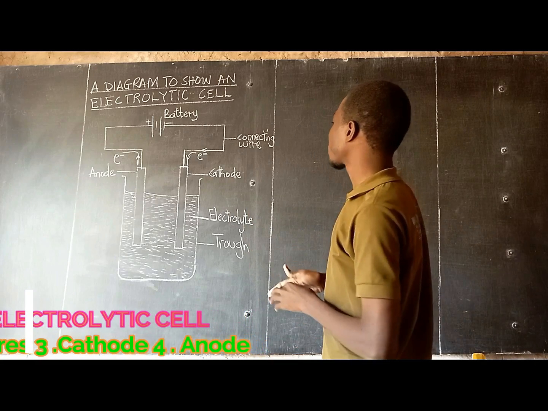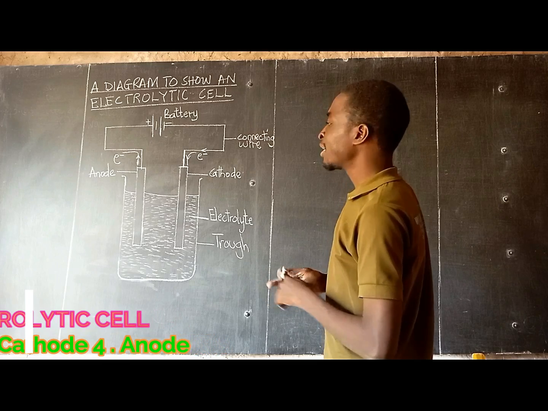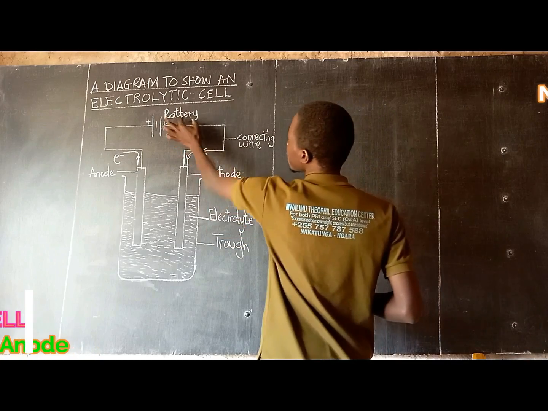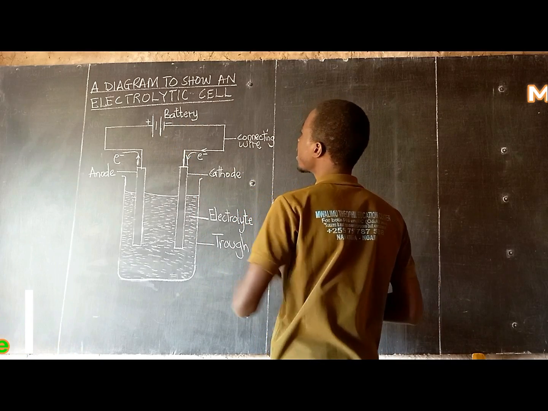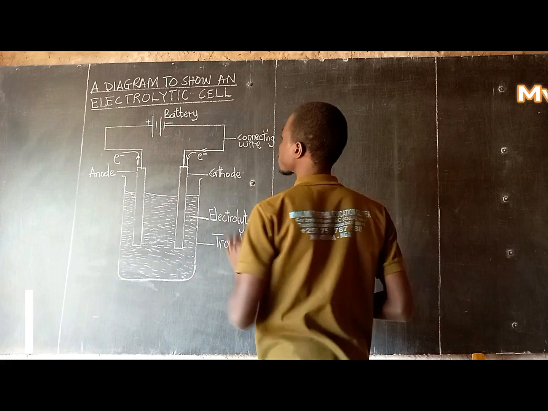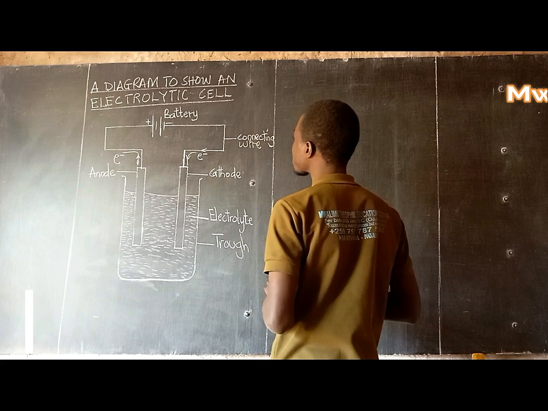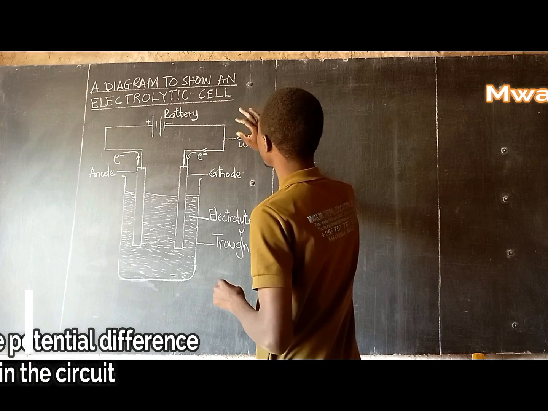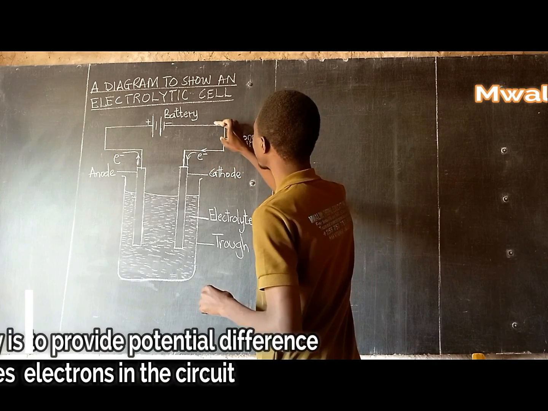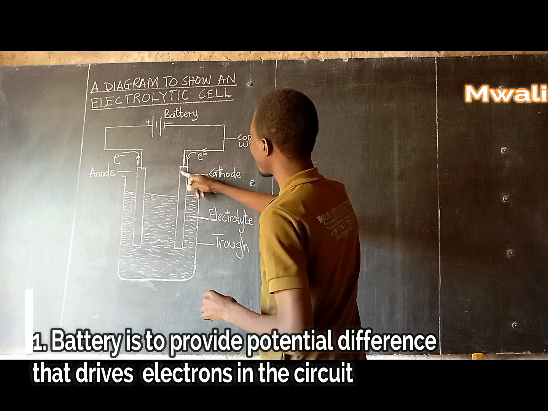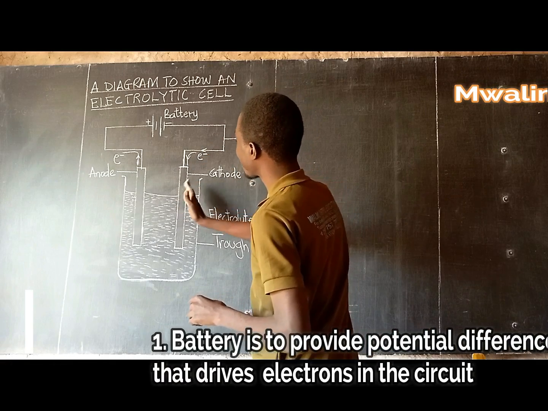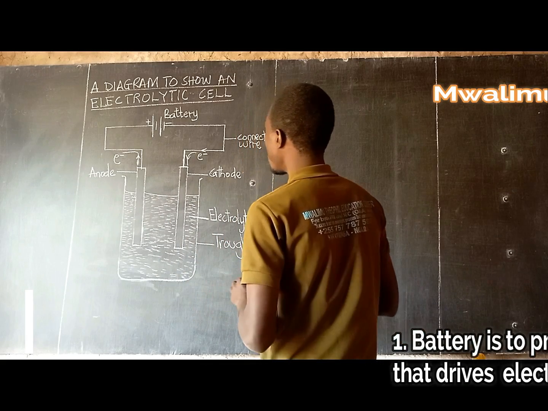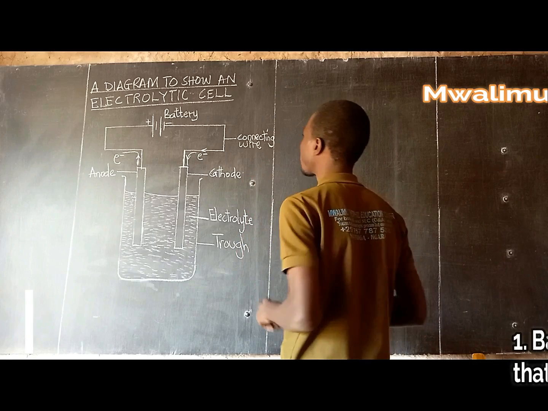Now, after looking at these components of an electrolytic cell, let us see the function of each component. Here we see we have a battery. What is the function of a battery? A battery is made up of a given number of cells. The role of those cells is to provide the potential difference that drives the electrons through the connecting wires, as you may see, to the electrodes, and thereby the remaining part, the electrons are conducted by an electrolyte. So the role of a battery is to provide the potential difference.